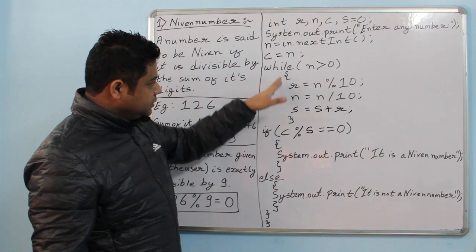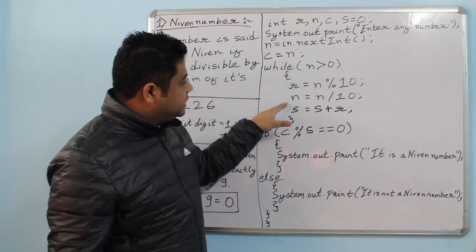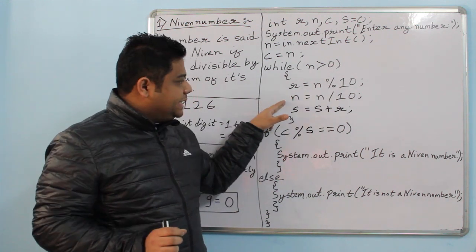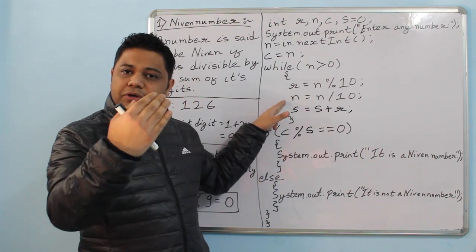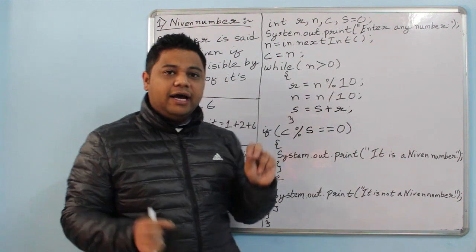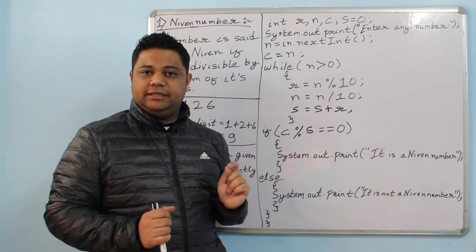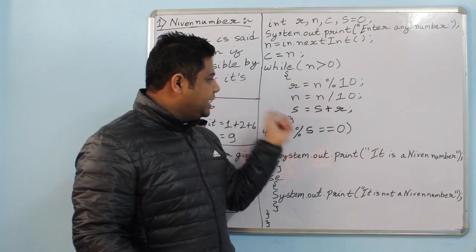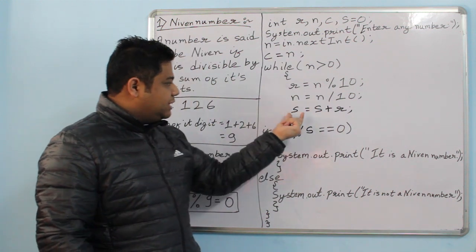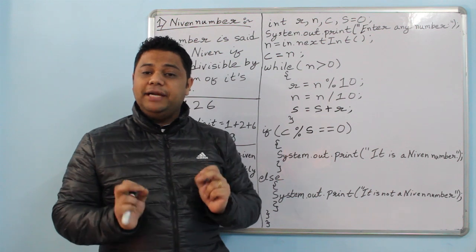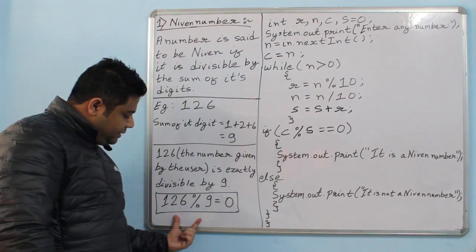Now in the loop, these things are compulsory: r, where we take the remainder; n, to break the number, that is, to decrement the number by dividing it by 10; and s, to find the sum of the digits. This program we have done earlier also. At the end of the loop, suppose the number is 126, the value of s becomes 9. But the program is not complete over here, because we have to do the last step.